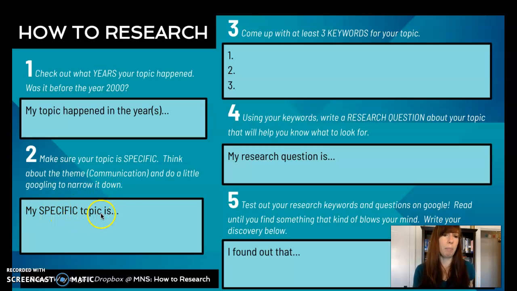My specific topic is. 3, come up with at least 3 keywords for your topic. Just like I came up with AIDS, communication, and Reagan, you do yours. 4, using your keywords, write a research question about your topic that will help you know what to look for. My research question is. And 5, test out your research keywords and questions on Google. Read until you find something that kind of blows your mind. Write your discovery below. I found out that.